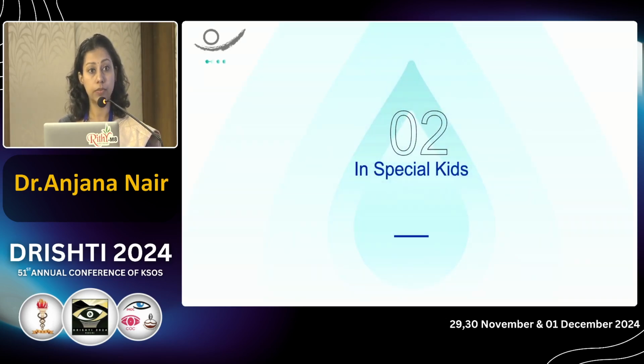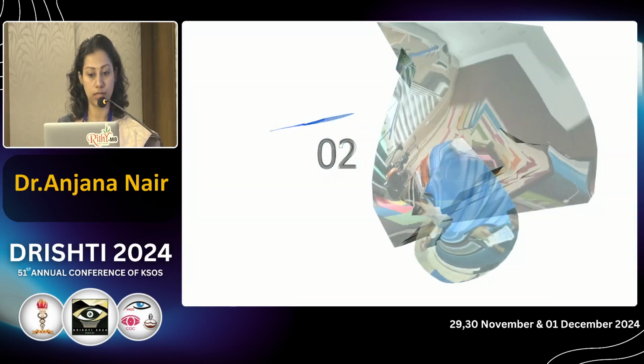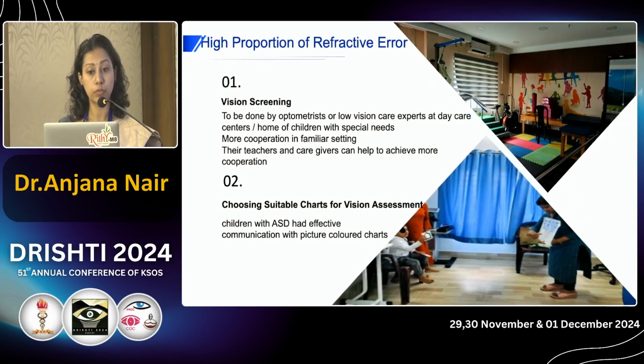We all know that pediatric refraction is difficult. In special kids, it's even more difficult. Who are these special kids? By special kids, I mean kids with neurodevelopmental delays or autistic spectrum disorders. They have a very high proportion of refractive error when compared to a normal population of children. Two things have to be stressed while we are screening the special kids. One is vision screening. We all know that children are very fussy and very inattentive in our clinics. So it would be ideal if the optometrist can visit the home centers or home of the special kids, so that they will have more cooperation.